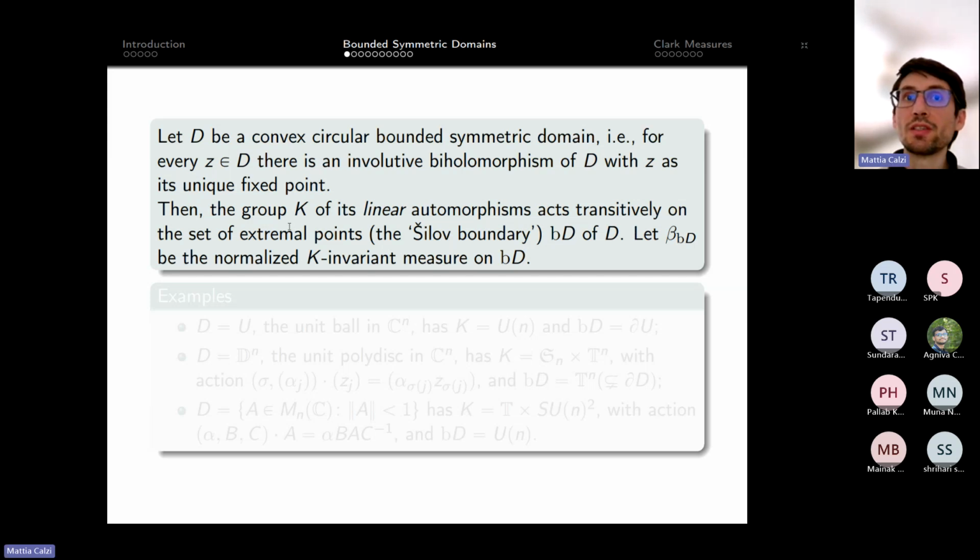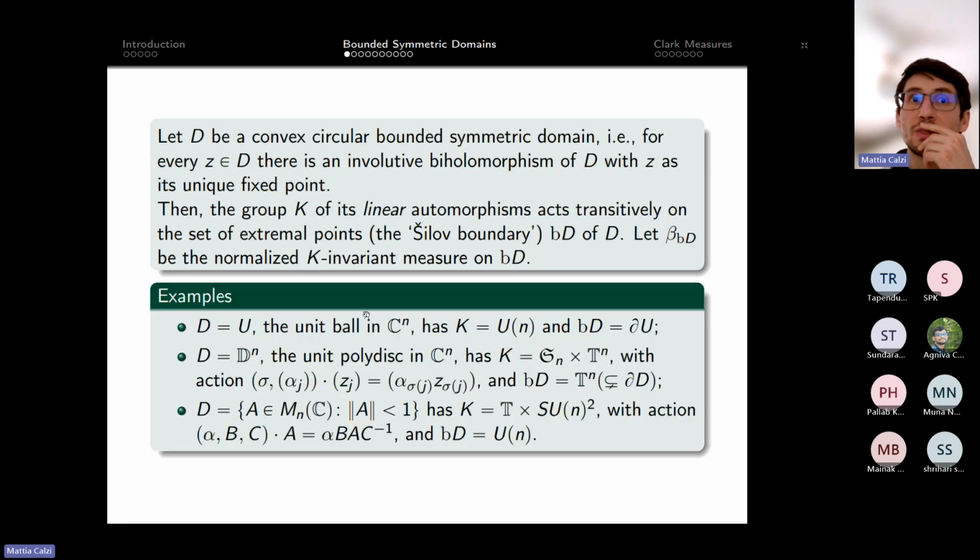And so we may consider K, a compact group with a natural topology, and so we may consider the normalized K-invariant measure on the Shilov boundary. This will be the replacement for the torus and the Lebesgue measure thereof. And in fact, it is the Haar measure of K on bD, which is an analytic manifold.